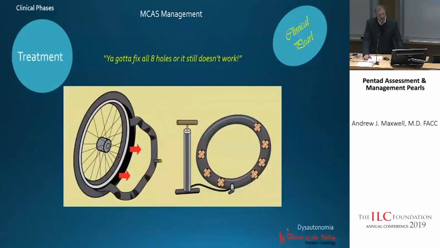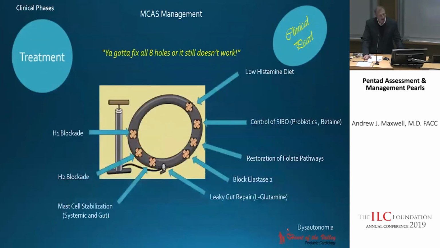So you've got to patch all 8 holes if you're going to do anything, and that's with a low histamine diet, getting rid of any SIBO, usually with probiotics, betaine, to do that, restoring the methylation folate pathway. I explained yesterday why I think that's important. Blocking elastase 2, I've got a little slide on that later. Giving L-glutamine to help repair your leaky gut. Stabilizing the mast cells both systemically and in the gut. Dr. Chopra explained how that's often done. H2 blockers and H1 blockers.